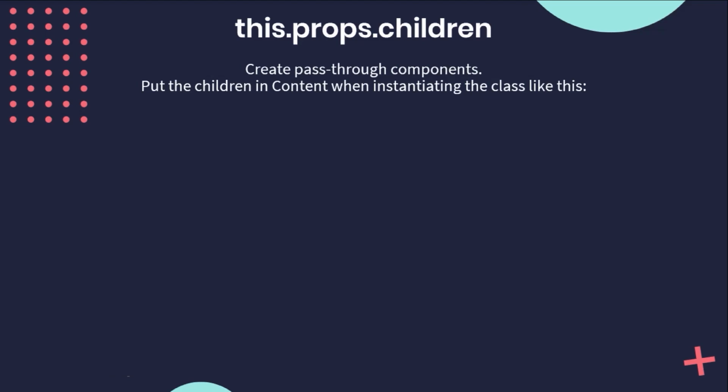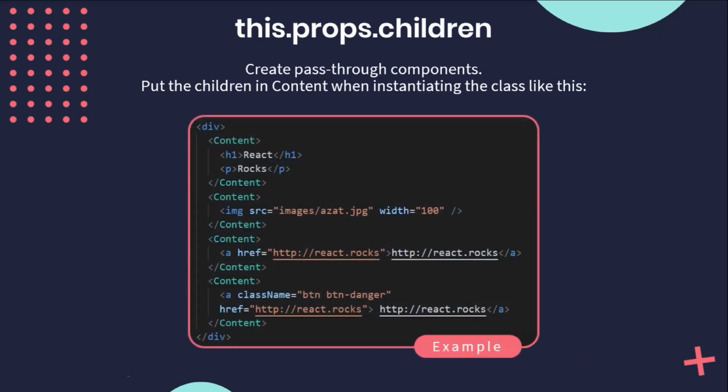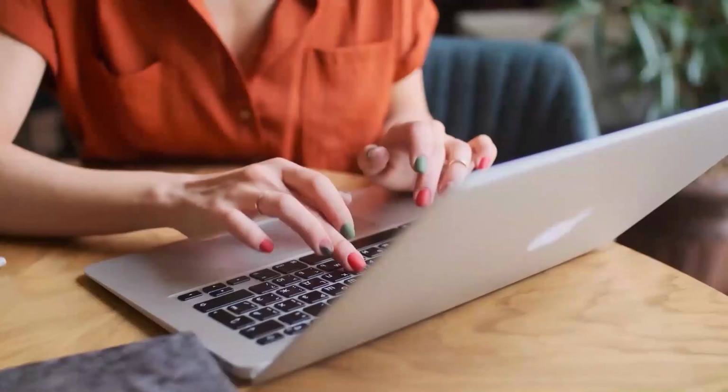We put the children in content when we want to instantiate the class, like this. The resulting HTML will have two div elements with content CSS classes. In our layouts, one will have h1 and paragraph, and the other will have span.